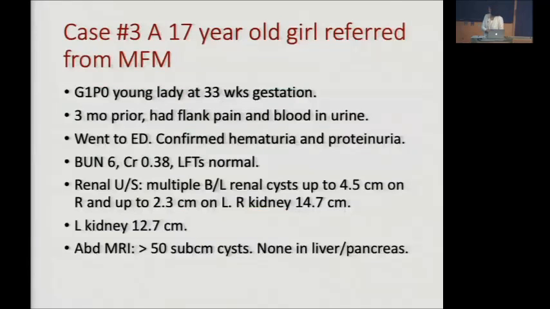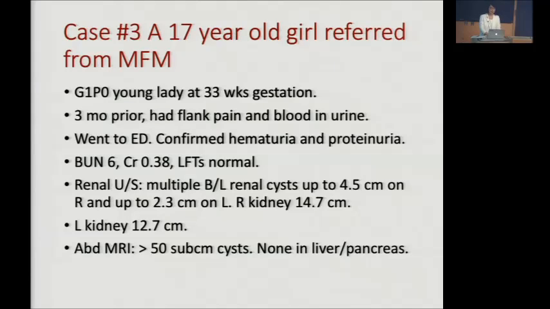The next case is a 17-year-old girl who's referred from our maternal fetal medicine colleagues, who was a young lady who was currently pregnant. And she had flank pain and blood in her urine, so she went to the emergency department. They confirmed she had hematuria and proteinuria. She had a renal ultrasound, which showed multiple bilateral renal cysts up to 4.5 centimeters on the right and 2.5 centimeters on the left. And there are her kidney sizes.